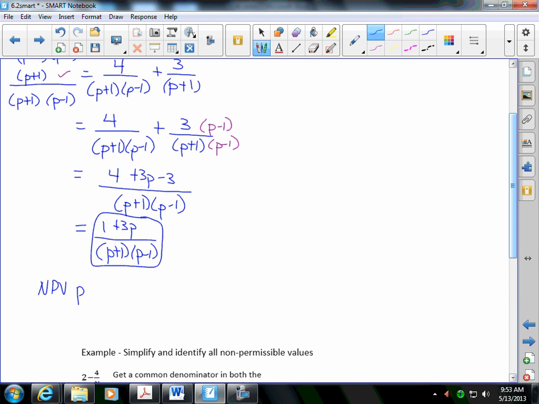Usually even in factored form, yeah. So from my denominator, I have p plus 1. So that means p can't equal negative 1. I have p minus 1, so p can't equal a positive 1.